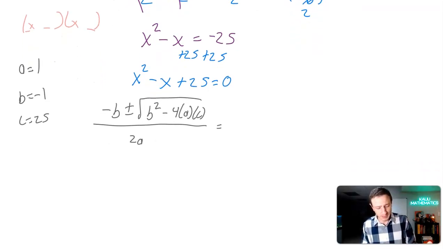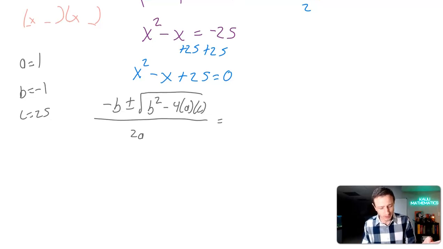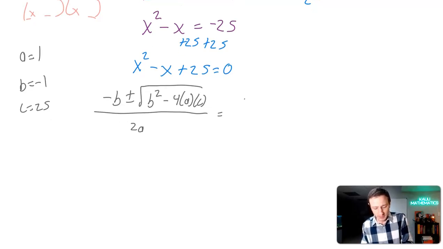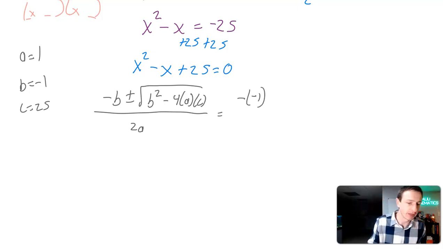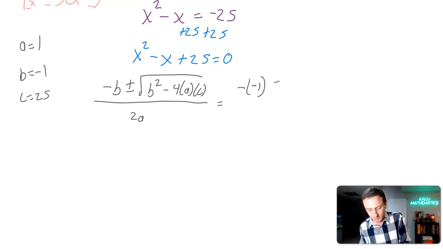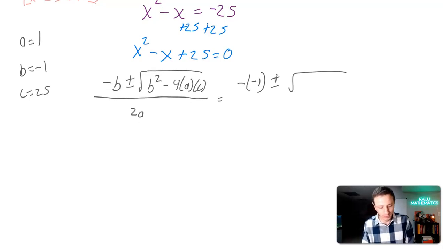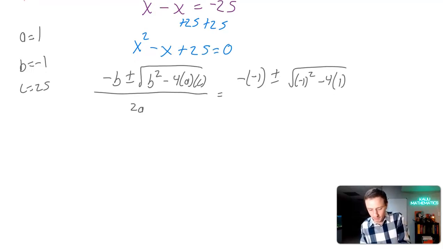So negative b plus and minus the square root of b squared minus 4ac, all over 2a. So we're going to have negative b. b is negative 1, so I'm going to have the opposite of negative 1, which is going to be positive 1, plus and minus the square root of b squared, so negative 1 squared, minus 4 times the a value of 1 times the c value of 25, and that is all over 2 times a.